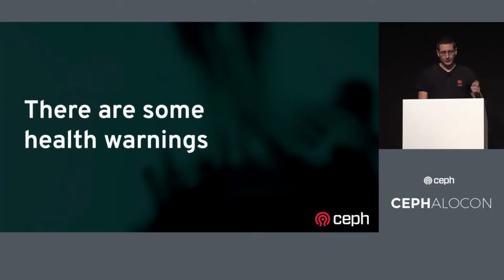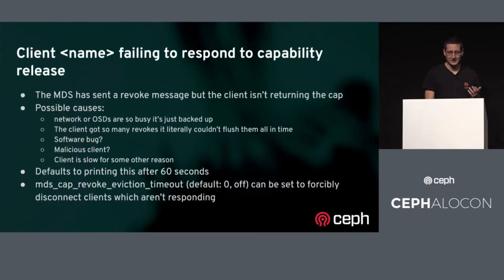There are 2 big health warnings that come out of the cap system right now that people see sometimes and get confused about. First of all, a client might be failing to respond to a capability release. This happens when the MDS has sent a revoke message out to the client, like the revoke auth shared example, but the client for some reason isn't returning the cap. That might happen because the network or OSDs are so busy that it's trying to flush out dirty data or do something, and it's just backed up and can't finish the stuff it legitimately has to do.